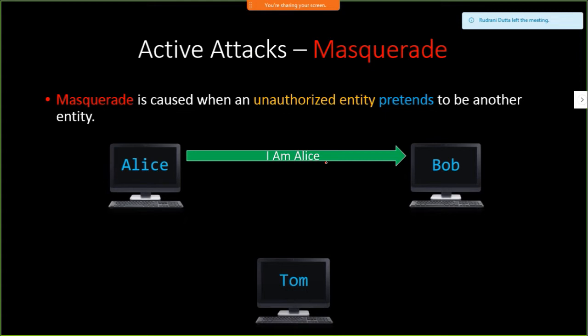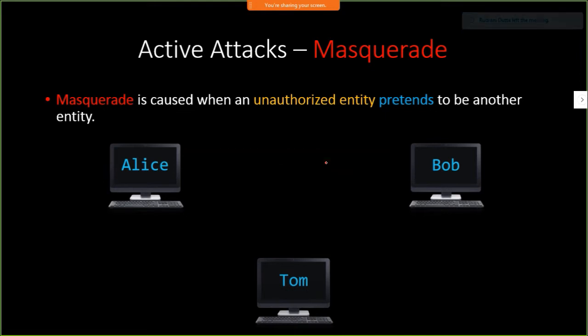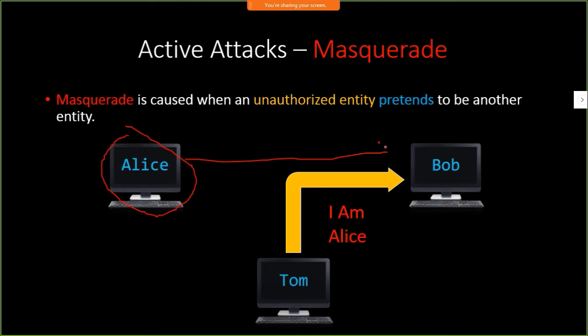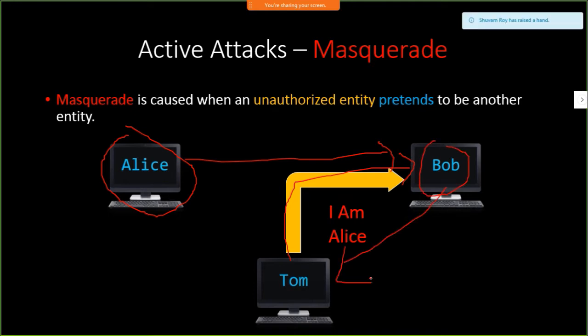Alice sent a message, "Hi, I am Alice," to Bob. When Bob received this message, Tom intercepts, and Tom sends "I am Alice." That means Alice is the one who actually sent the message, but the third user, Tom, replaced it with "Hi, I am Alice." So Bob thinks that he is Alice. That means Tom is Alice.